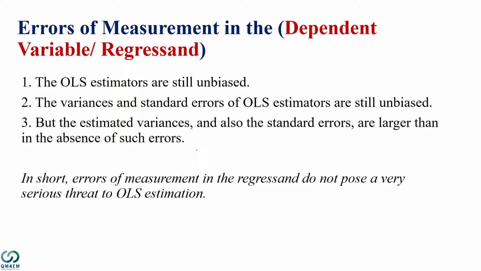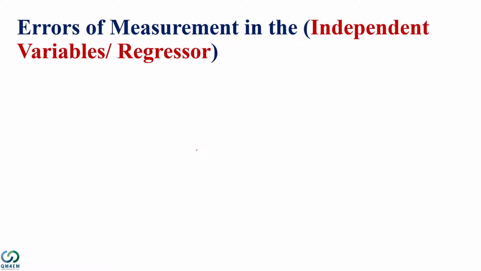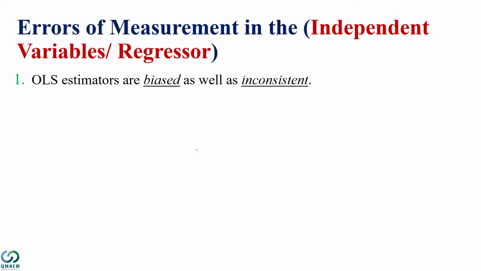Next, we talk about error of measurement in the independent variables, or the regressors. So that's the case when we have the measurement error in the independent variable. So what happens in that case? In that case, when we have the independent variable with error issues, if we do OLS estimation using these variables, the OLS estimators will be biased, they will be inconsistent.